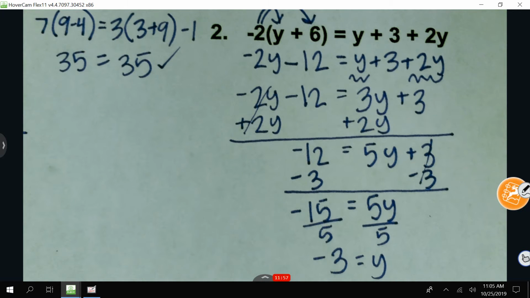Questions? Now we have to check. Is it okay if I skip the check on this one? Yes. Do we understand how to check it? Yes. Okay. So I want to make sure we get through 3 and 4.